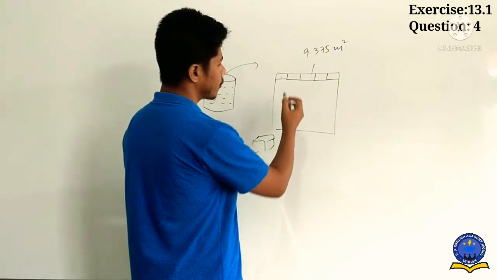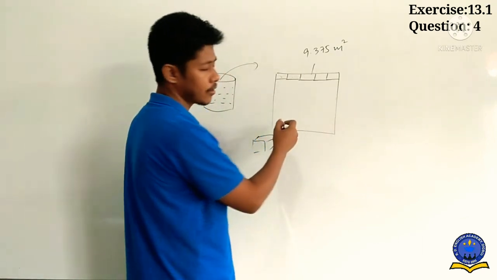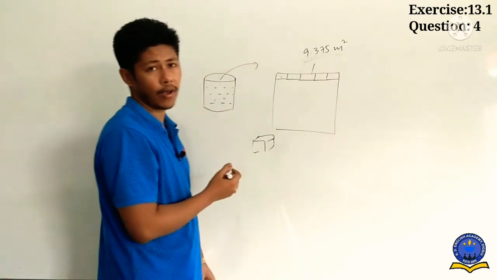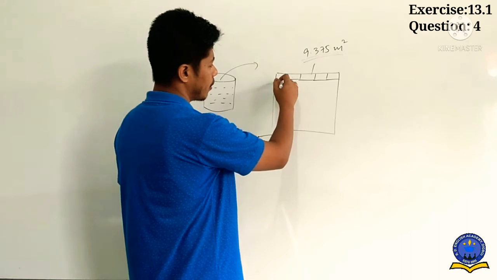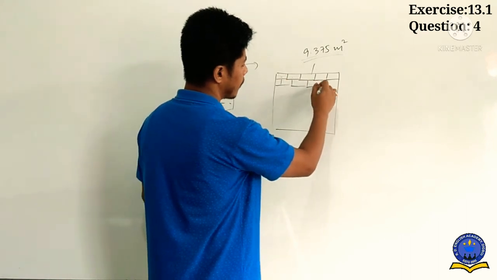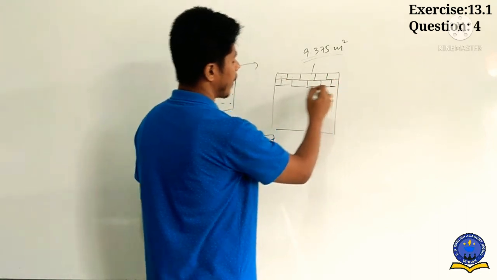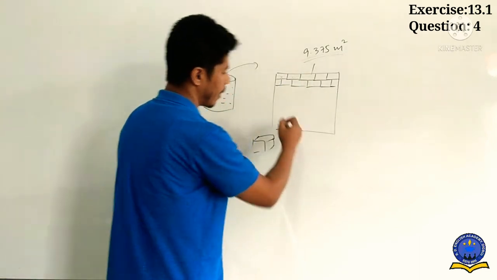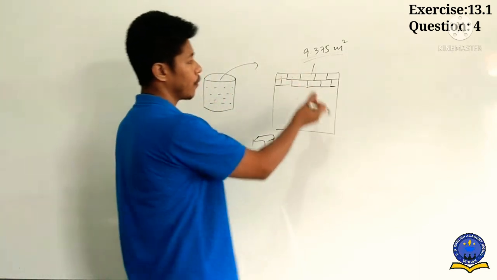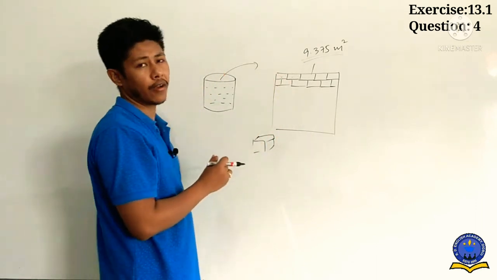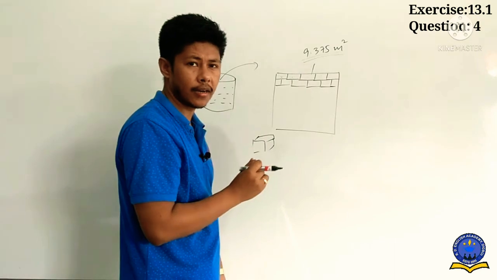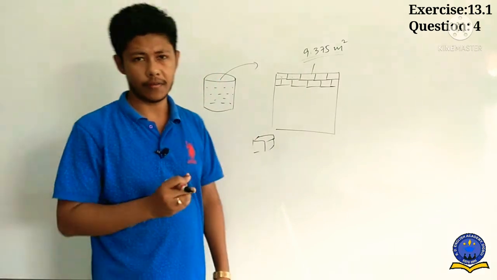There is no difference between the total area of the bricks and the total area of the wall, because the wall consists of these bricks. That means the total area of the bricks and the area of the wall are equal. From this concept we can easily find the number of bricks. Is it clear? Okay, let's start.